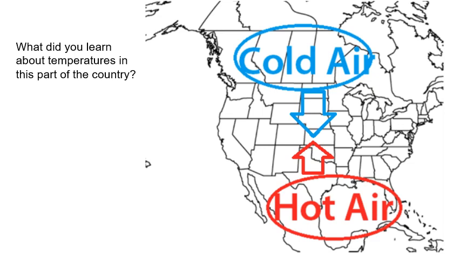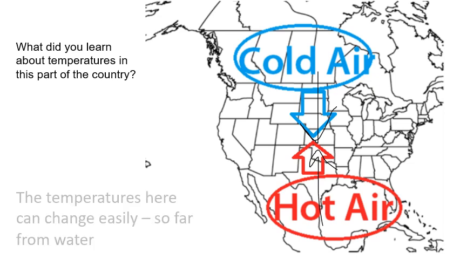We've also seen from air masses that you get cold air and hot air kind of meeting there in the middle of the country because we have these two different air masses that kind of intersect there. So that means we have rapidly changing temperatures here. The temperatures can change easily because you're so far from the water.